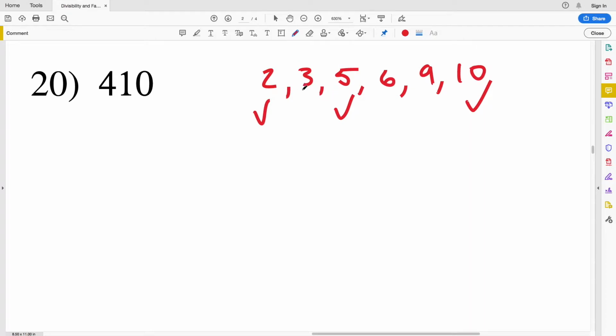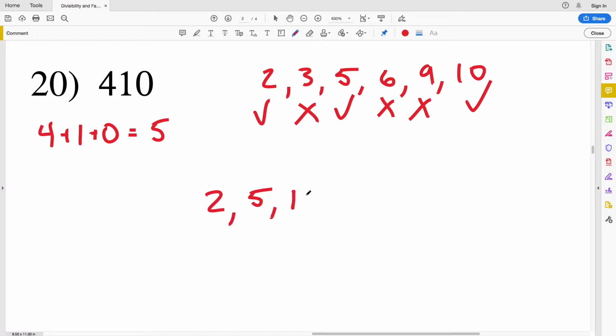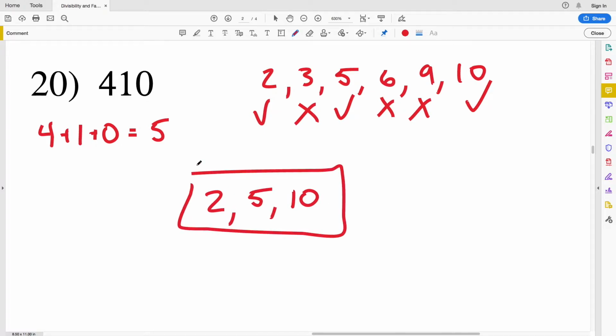Now let's check to see if it's divisible by 3. If it's not, it's also not divisible by 6 or 9. So 4 plus 1 plus 0 is equal to 5, which is not divisible by 3. Therefore, it's not divisible by 6 or 9. So for number 20, it's divisible by 2, 5, and 10.